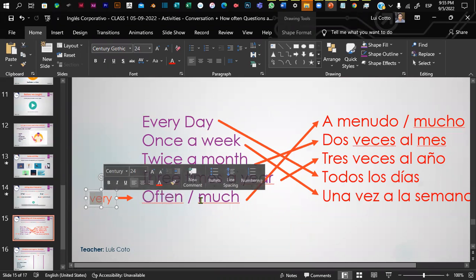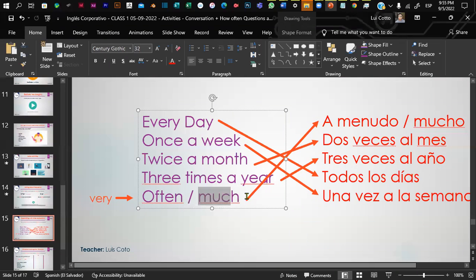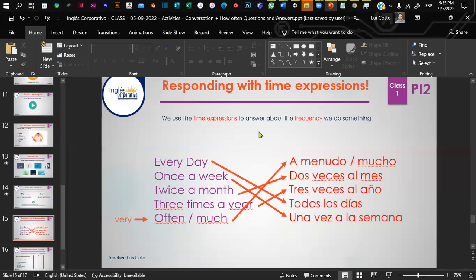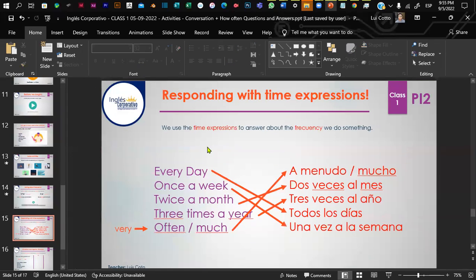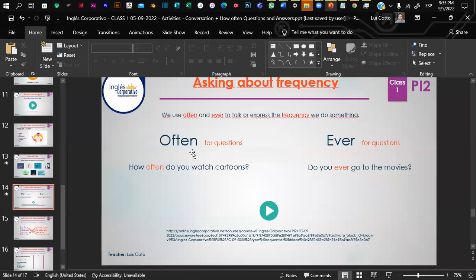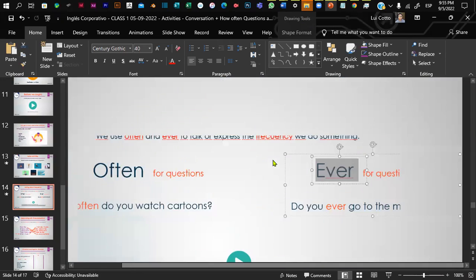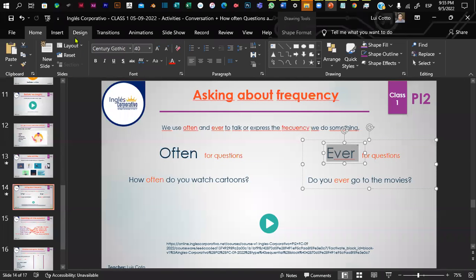And very much. What is very much? What is the meaning? Mucho. Mucho, bastante, and similar to this one. Okay, good. Okay, in that way, you can answer questions when people ask you questions with often or questions with ever.